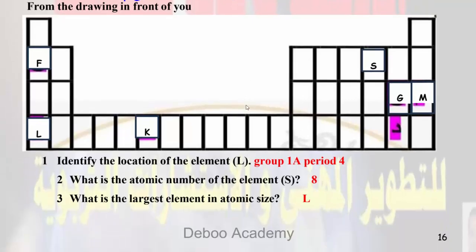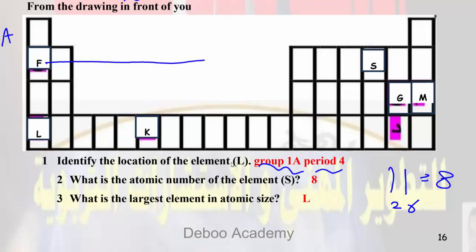From the drawing in front of you, identify the location of element L. This L is in group 1A, period 4. What is the atomic number of element S? Here is S, in group 6A, ending with 6 electrons, so the atomic number will be 8. The largest element in atomic size will be L, because size decreases across the period and increases down the group.